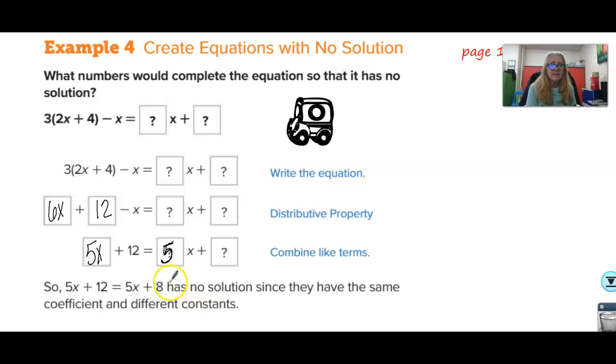They used 8. Any number will work here except 12. 12 is the one number you can't use. You can use any other number you can think of, your favorite number, your dog's birthday. It doesn't matter. You can pick any number you want, but don't pick 12. You pick 12, it has infinite solutions. Any number other than 12, even 11.99, would still be no solution. Okay.